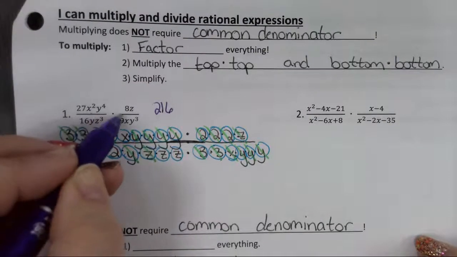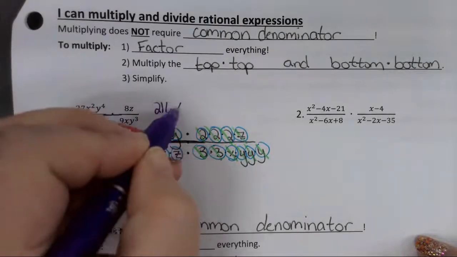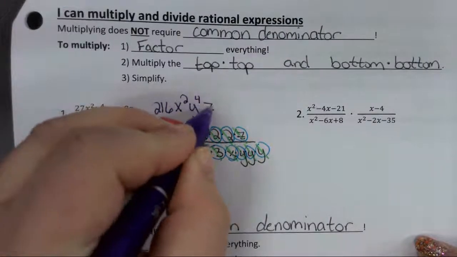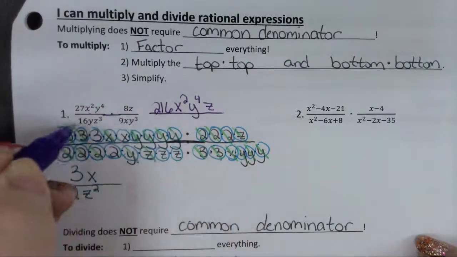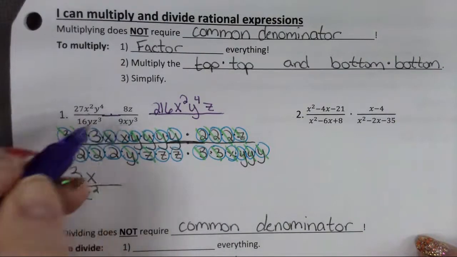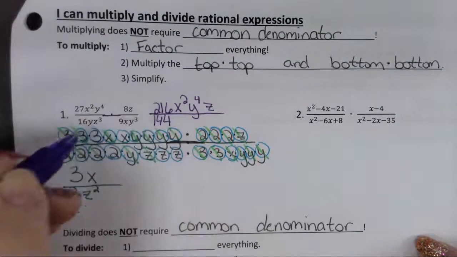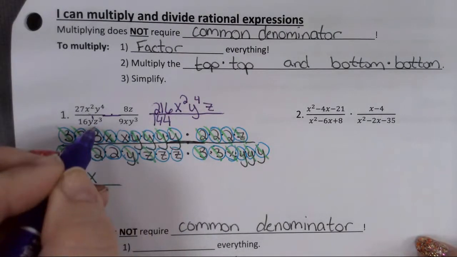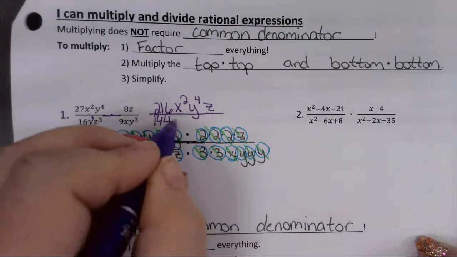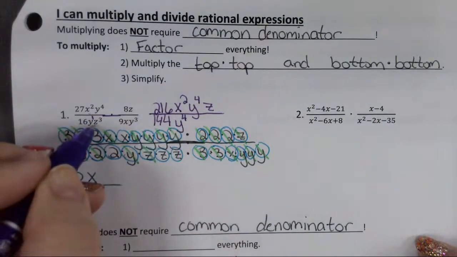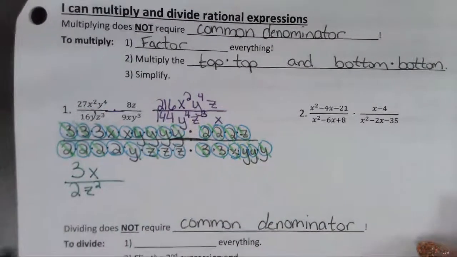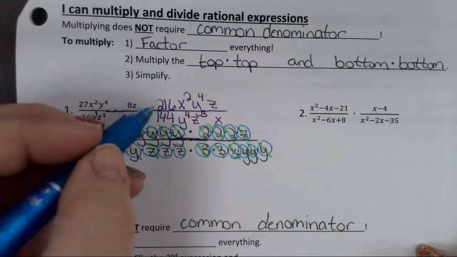And then x squared is the only x term up there. Y to the 4th is the only y term. And z is the only z term. Then on the bottom we have 16 times 9, which is 144. Y to the 1st and y to the 3rd means that there are 4 total y's down here. We add exponents when we multiply their bases. Z to the 3rd and an x. We're still going to circle our factors.